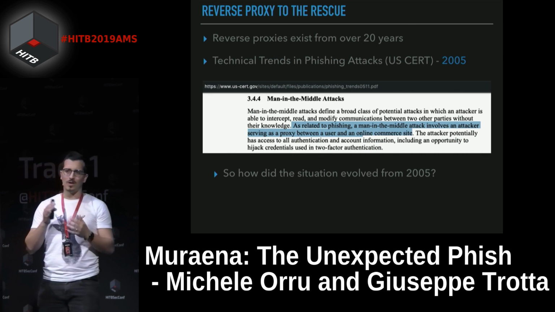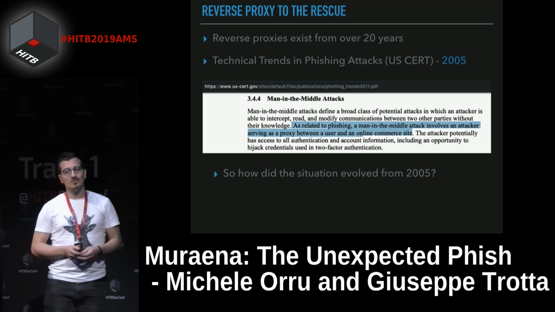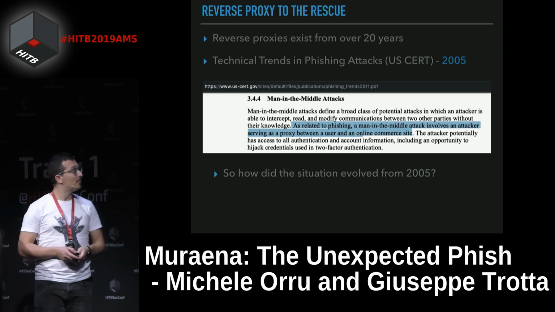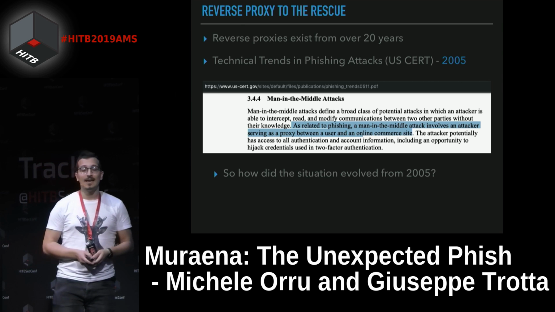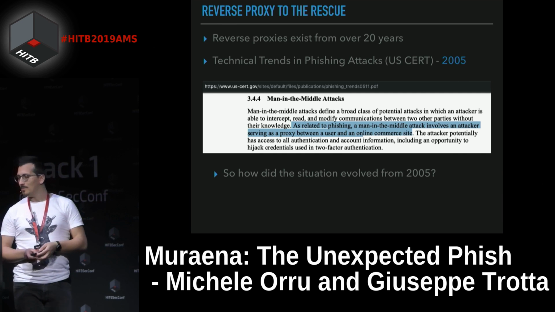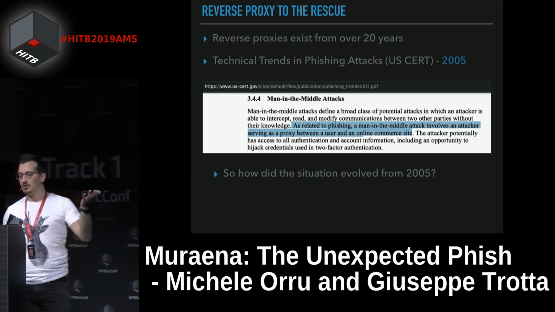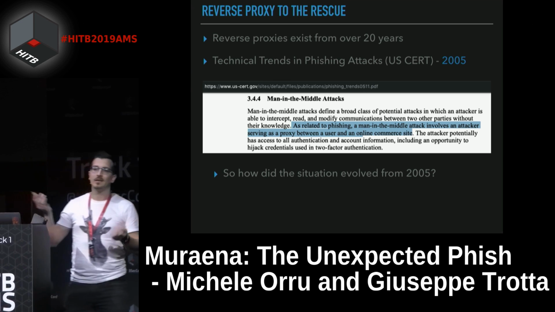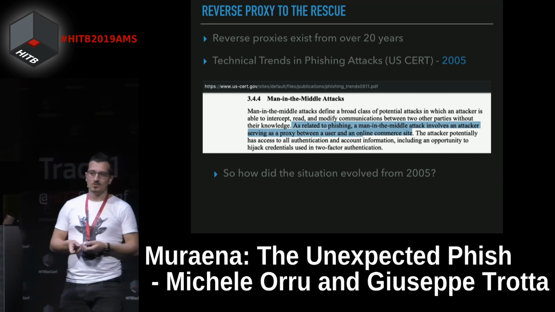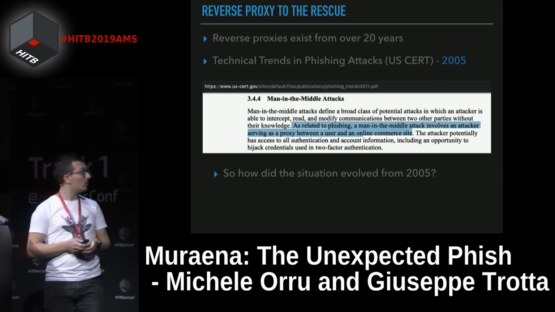So this is something quite old, as I was saying. Back in 2005, the US government was releasing this paper about phishing trends. And they were saying that, as related to phishing, a man-in-the-middle attack involves an attacker serving as a proxy between a user and an online e-commerce site. Now, it's not only e-commerce, it's every website or any site. So basically, we are in the middle and we are translating requests back and forth.